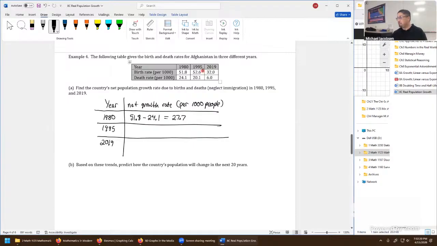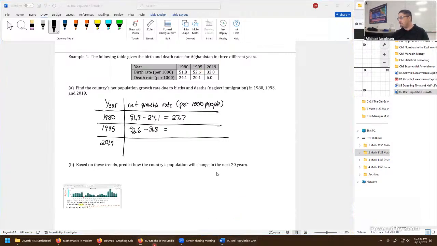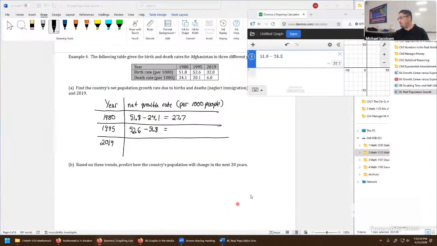Then just do it all over again. From 1980 to 1995, much like US, it was pretty stable in the birth rate. For this country, Afghanistan, it actually went up by a little bit. Only difference is it's many times greater than the birth rate of the USA. So take 52.6 minus 51.8, and we get a growth rate of, oh, wrong tab, here we go.